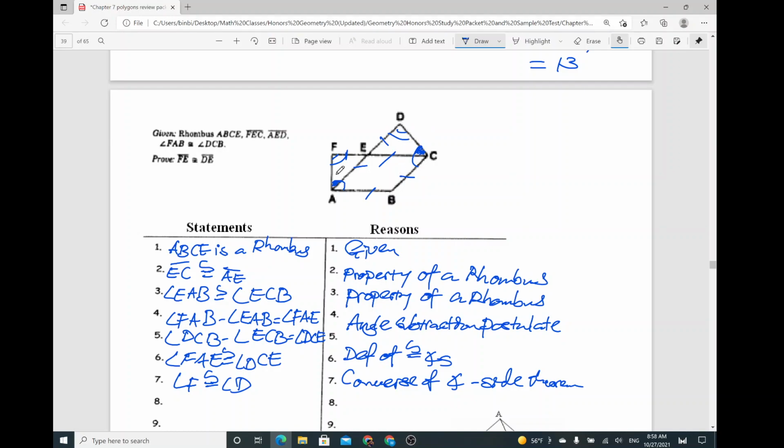So using that, we can say that triangle AFE is congruent to triangle CDE by using the angle-side-angle theorem.